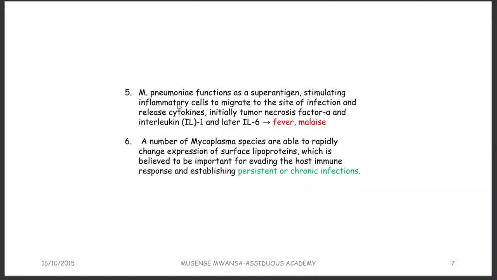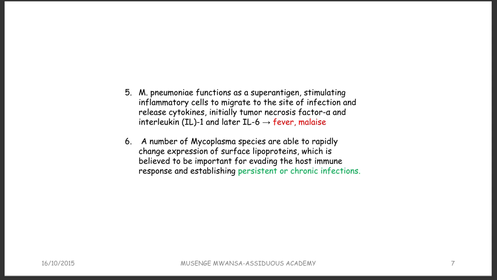Okay, so Mycoplasma pneumoniae functions as a super antigen that stimulates inflammatory cells to migrate to the site of infection and then release cytokines. So initially, tumor necrosis factor alpha and interleukin 1 and interleukin 6 are going to be released, and they'll cause fever and malaise. These are the B symptoms, or constitutional symptoms, which are normally present when there's an infection like pneumonia.